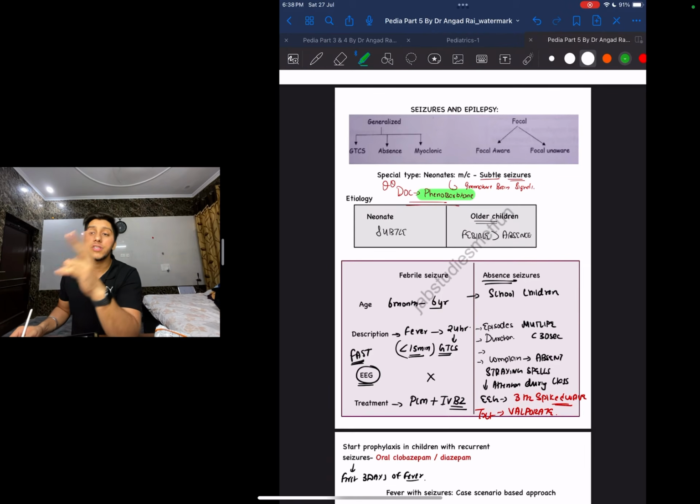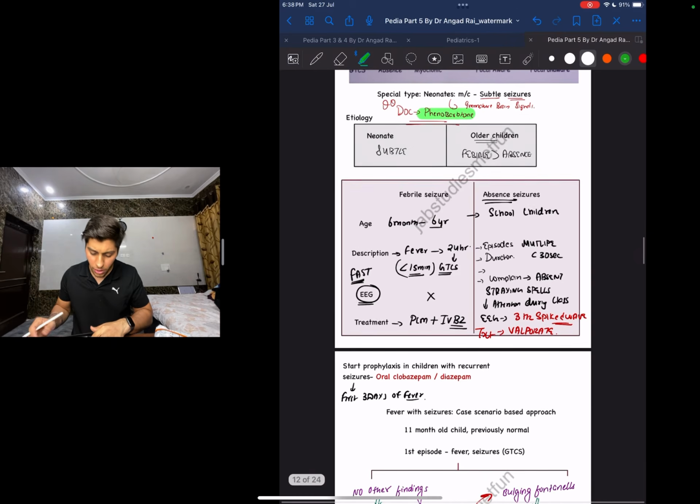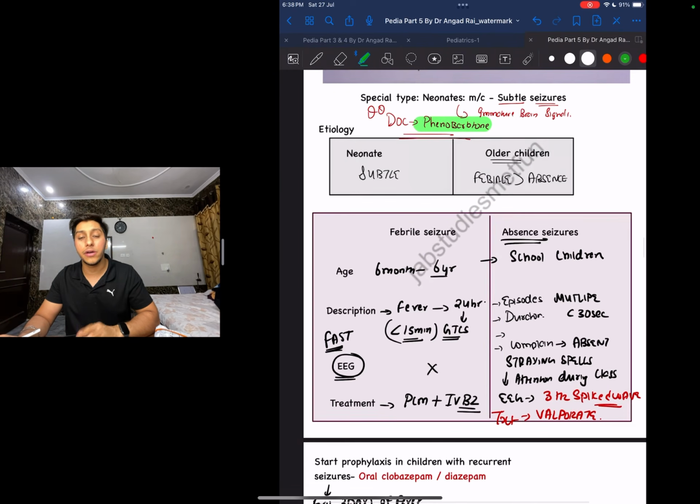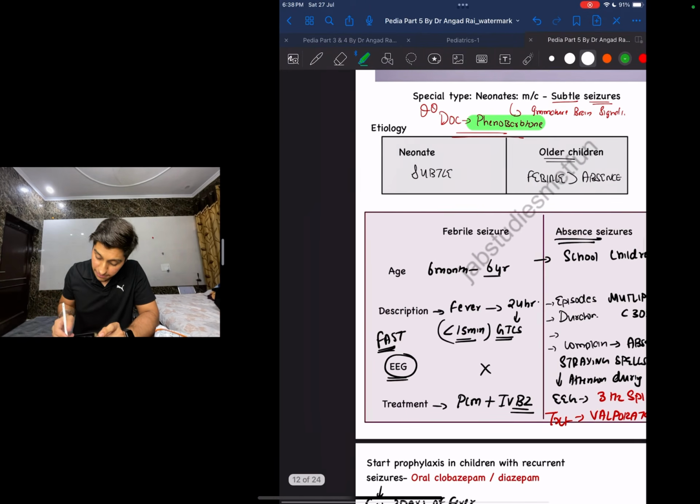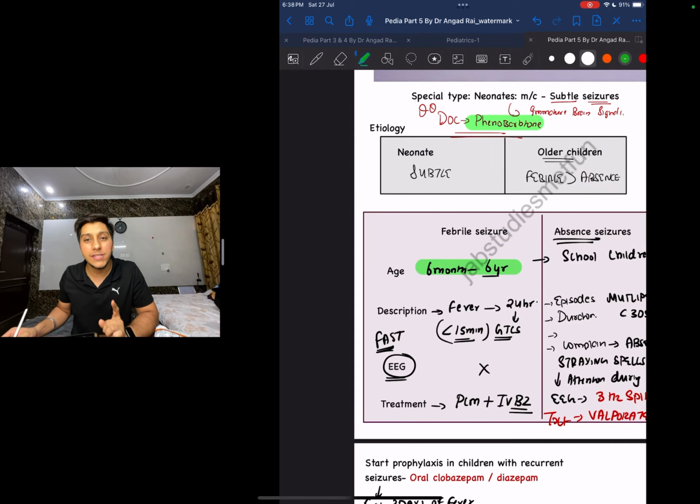Now, in older children, you have two types of seizures. One is going to be febrile seizures, and the other is going to be absence seizures. Remember, febrile seizures are much more common than absence seizures. Now, let's differentiate between both of them. You need to know, guys, that the age group in which febrile seizures occur is 6 months to 6 years of age. What is the description, guys? The child had a fever. Within 24 hours of fever, he suffered from seizures. What type of seizures, guys? GTC, generalized tonic-clonic seizures. That also within 24 hours, and the duration of the seizure was only 15 minutes.